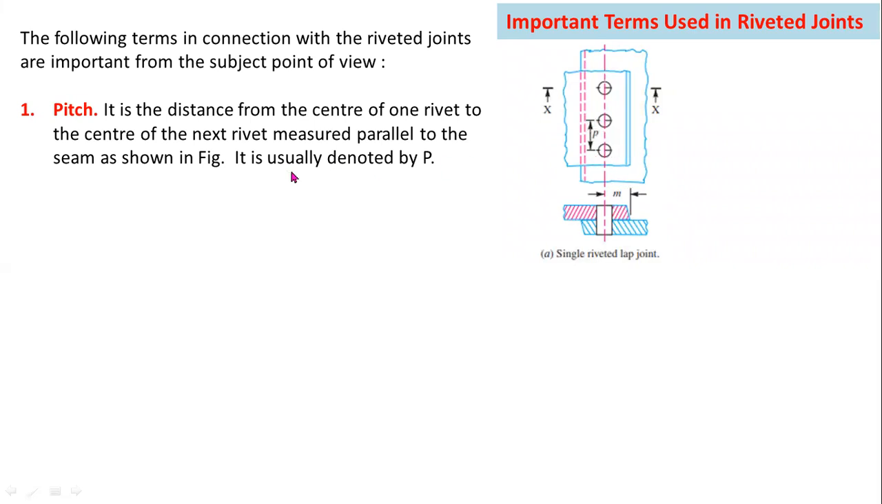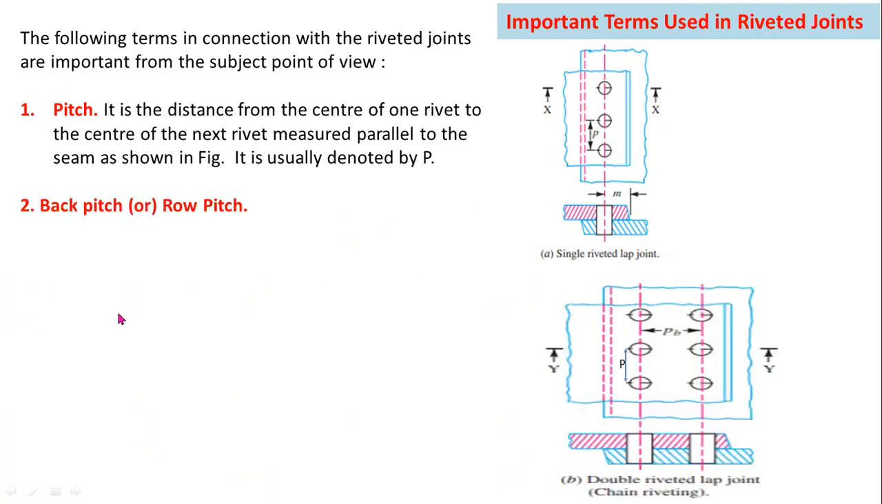So here from this definition you can observe this is the one rivet, this is the another rivet. This point is the center of the rivet, this point is the center of this rivet. The center distance between two successive rivets is called pitch. And also you can observe from this point to this point, this one also pitch. So the distance between two successive rivets is called pitch.